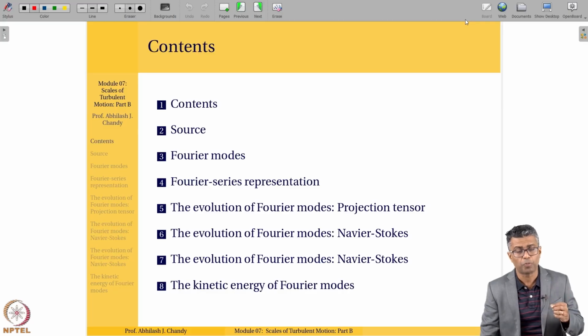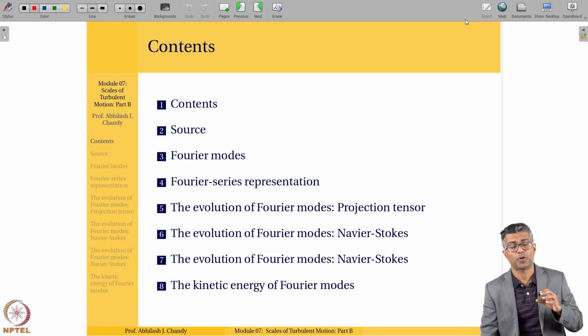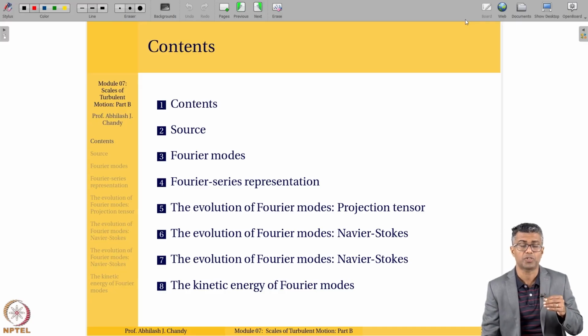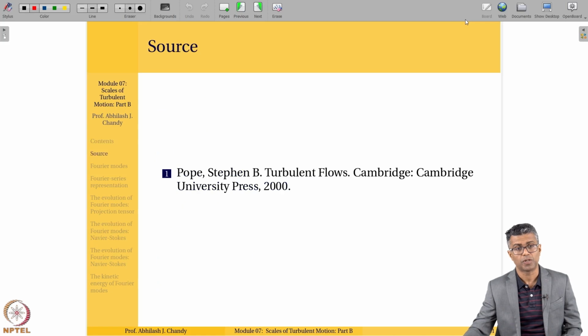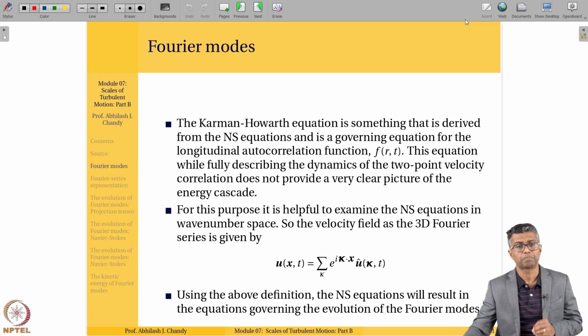We're going to look at Fourier modes. We're going to look at how Fourier series are in general represented, the evolution of Fourier modes, and what I mean by the projection tensor. Then we're going to look at the Navier-Stokes equations and how the Fourier modes of the Navier-Stokes equations evolve, and finally the kinetic energy of the Fourier modes. So the source for this module is still Pope's book.